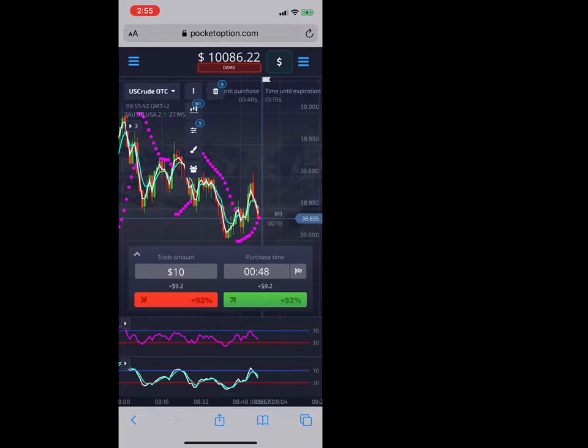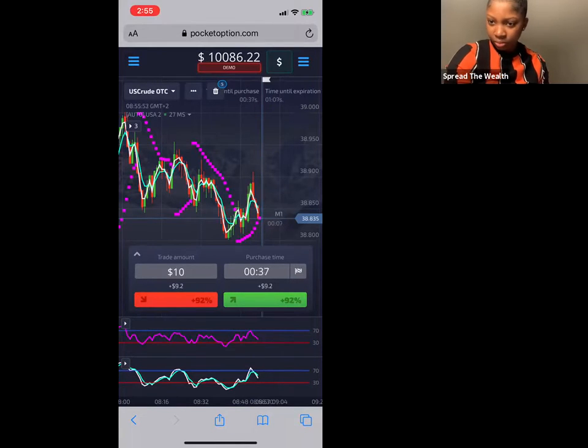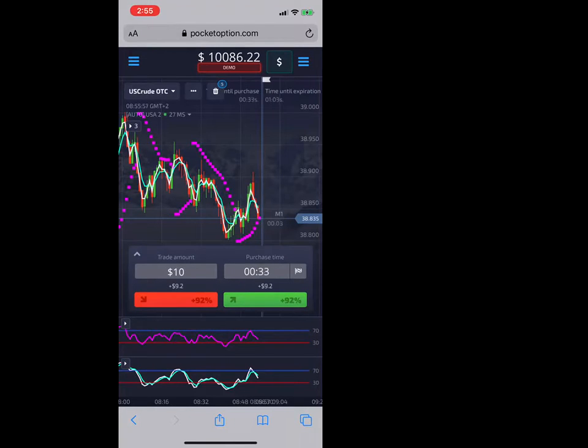What's next? The stochastic, same thing. So white basically above blue, buy. Blue above the white, sell.